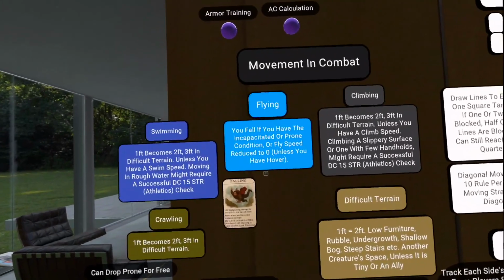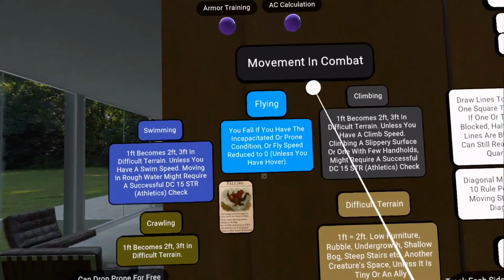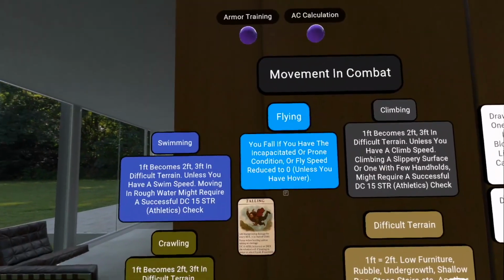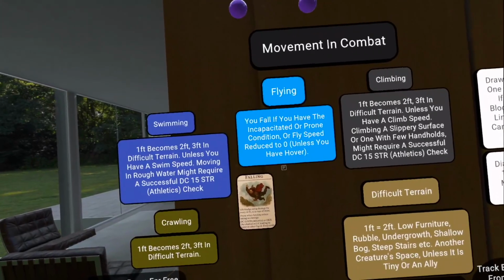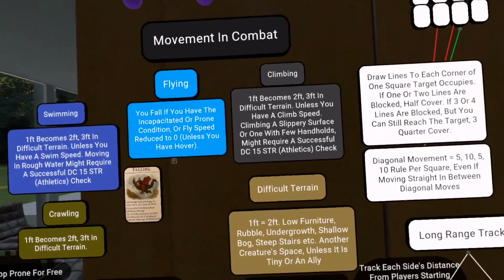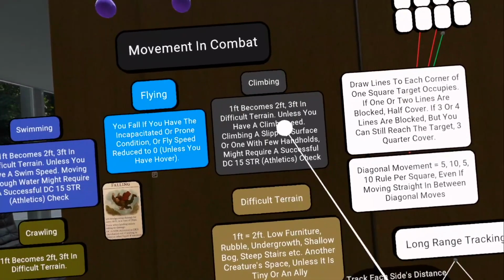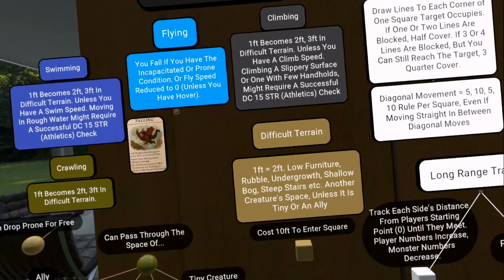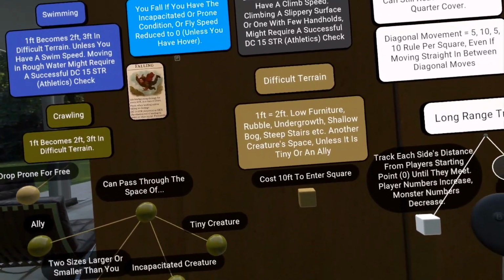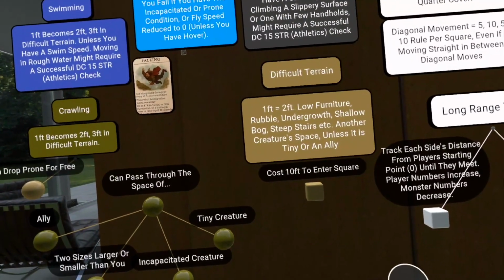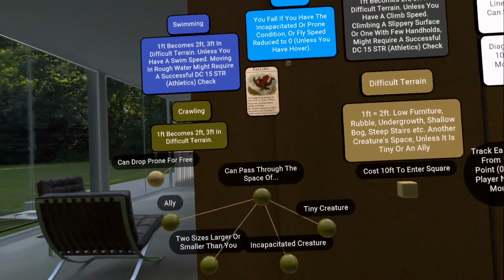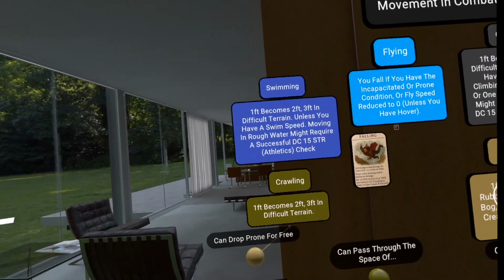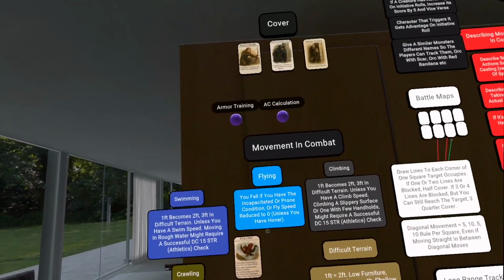Movement in combat. It's handy. Shows the rules for flying, climbing, difficult terrain, swimming. So when you're flying, you fall if you have the incapacitated or prone condition, etc. If you're climbing, 1 foot becomes 2 feet, 3 feet if it's difficult terrain, unless you've got a climb speed. Blah, blah, blah. I'll zip through this a little bit faster. Yeah, it's just showing you here what would constitute difficult terrain. Crawling, swimming, and again using the color codes here.